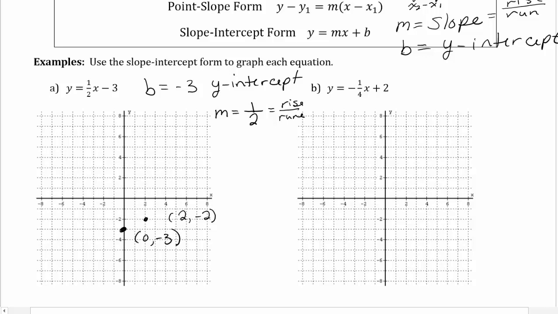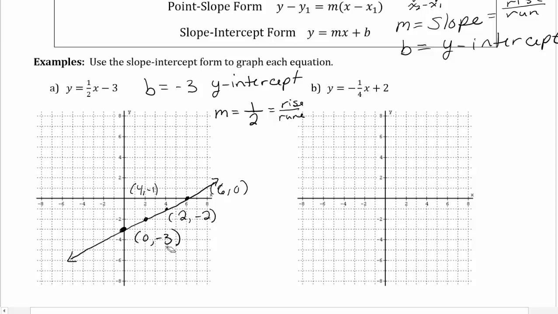From that new point, you can go up 1 and right 2 again, and you can keep on plotting points this way. That gave us two new points, 4, negative 1, and 6, 0. And you really just need 3 points in order to graph a line.